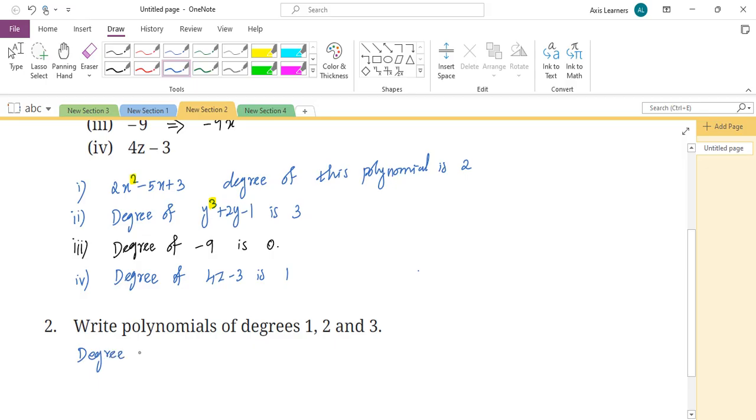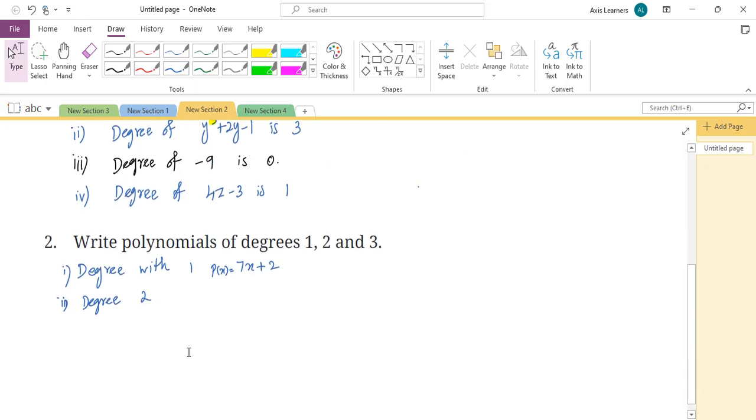Degree 1 is a linear polynomial. Let me write 7x plus 2. I will give it the name p of x. Since it is a polynomial, I am giving p of x. Okay. Second one, degree 2. So what can we write for degree 2? A polynomial with degree 2.